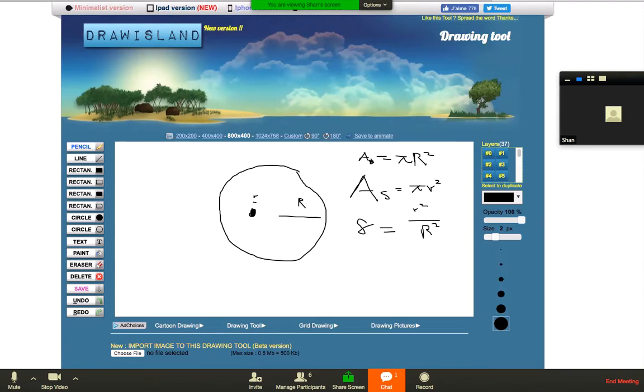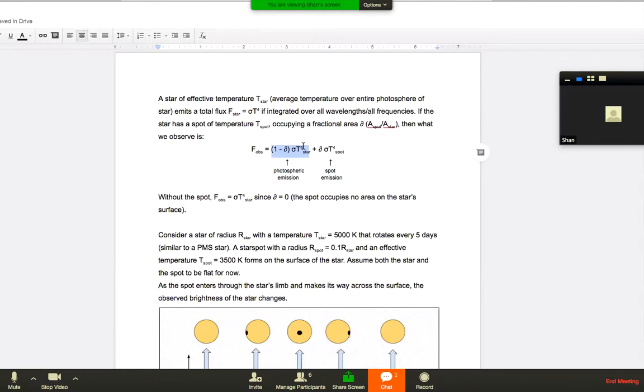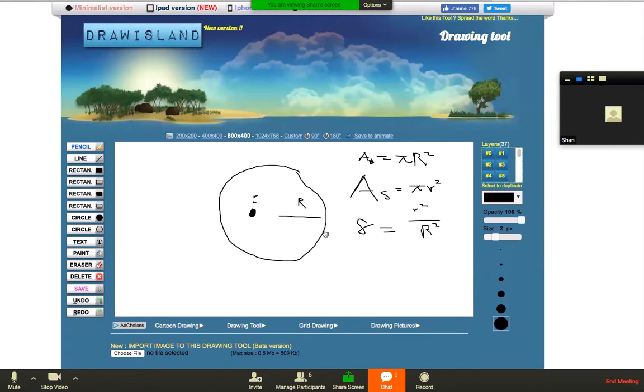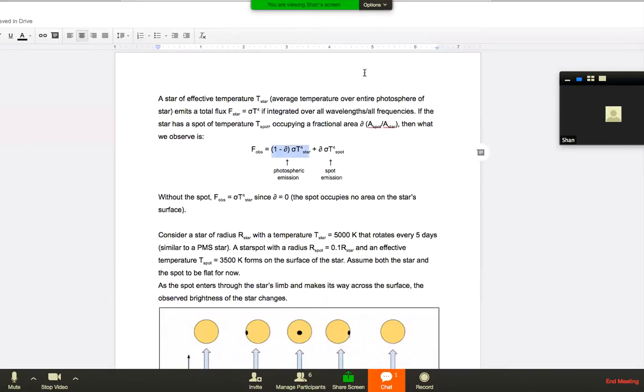Now the reason that we multiplied this entire thing by delta is that we basically just covered our star by this one little spot here. So really, we're missing this little chunk of flux that would be coming out here, but is now covered by the sunspot. Basically, the area of the star that's not covered by the sunspot is 1 minus delta, the fractional area of the star that's not covered by the sunspot, and that's how we got this part here.